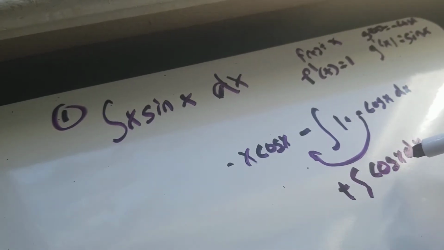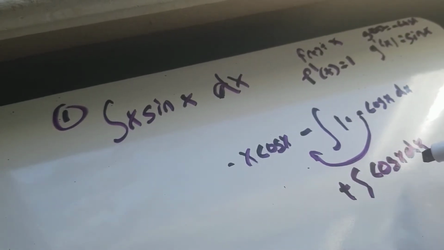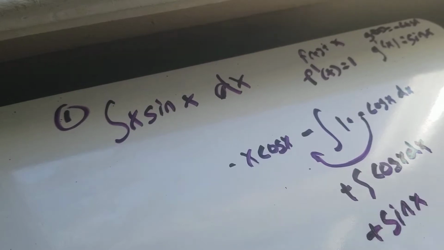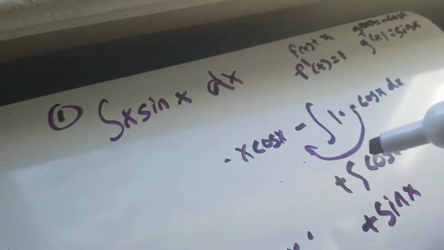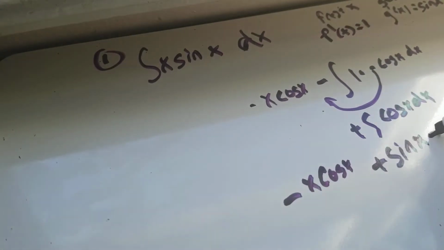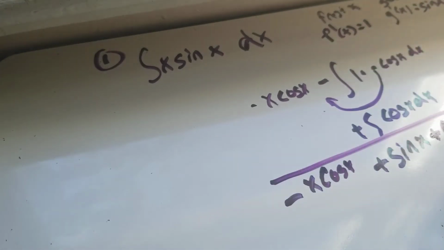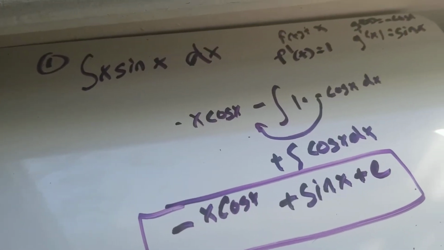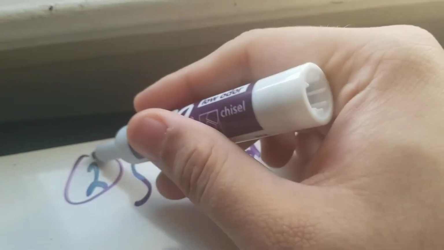Then we're going to do the antiderivative. The antiderivative of cosine is a positive sine, so this is plus sine x. This is negative x cosine x, and there's a plus c over here. Okay, that's number 1.